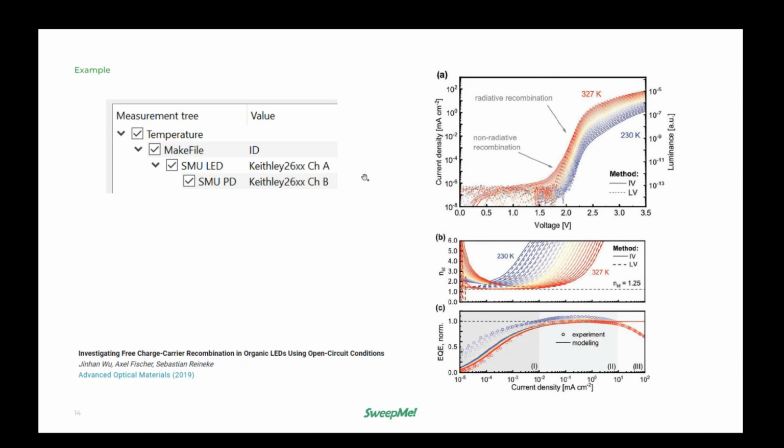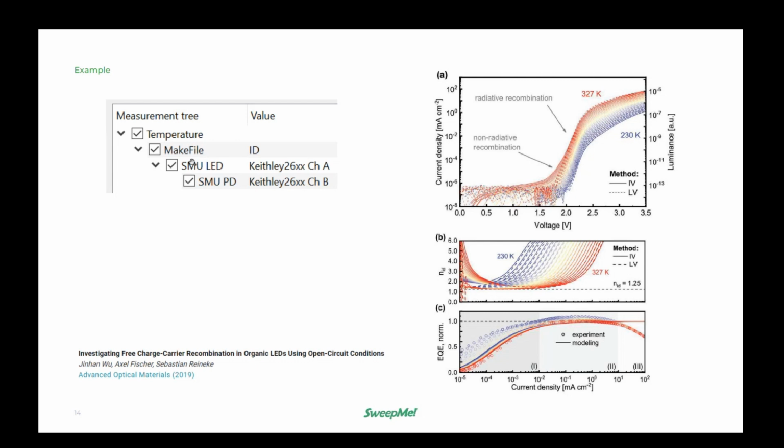Here, I want to now present some examples of how to create a measurement. These are very simple measurement programs, but it's nice to show that it maybe only takes 5 minutes to create such a measurement. For example, we want to measure temperature-dependent IV curves of an LED. First, we take an SMU, and this SMU is configured to make an IV sweep.